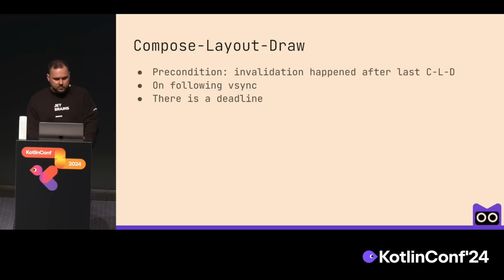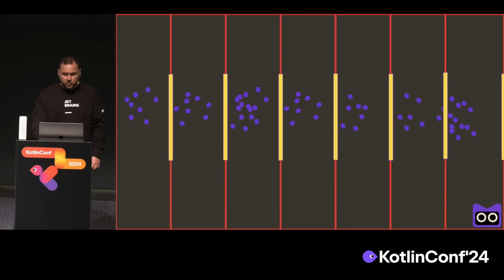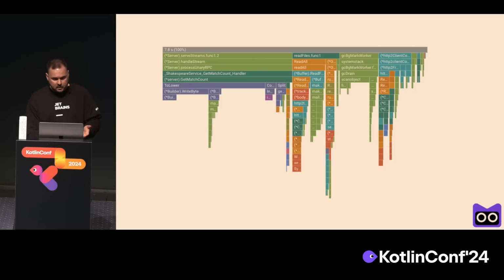So Compose layout's draw sequence happens with a precondition. There should be an invalidation before Compose layout draw, if any was at all, and it should happen on the following vsync. And also there is a deadline, because we have a timeline of vsync which is independent from us. If we fail to deliver our drawing results on time, we drop the frame, and the user will experience a visual stutter. So when a lot of stuff is happening, things can go sideways if we don't meet our deadlines. So we need to profile our stuff.